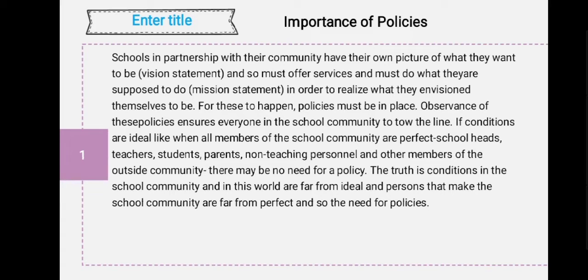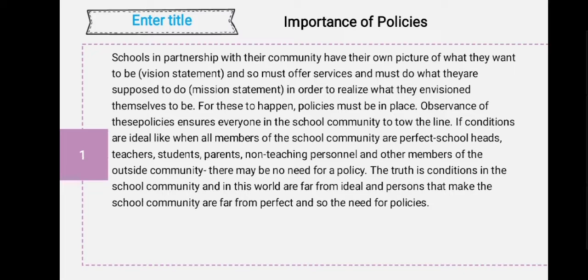So, the importance of policies. Schools in partnership with their community have their own picture of what they want to be. It is the vision statement, and so they must offer services and do what they are supposed to do. So, they must have a mission statement in order to realize what they envision themselves to be. For this to happen, policies must be in place. Observance of these policies ensures that everyone in the school community toes the line.